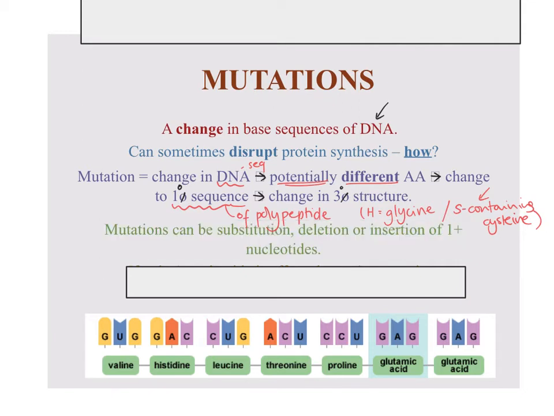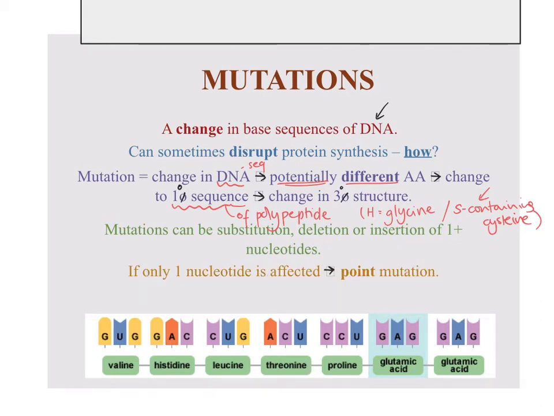So mutations can have various forms. We can either substitute bases, delete bases, or insert bases. And when I say bases, I mean one or more nucleotides. Okay, and if we're only inserting or deleting or substituting one nucleotide, we call it a point mutation. It is a single point of that genetic sequence that has changed.